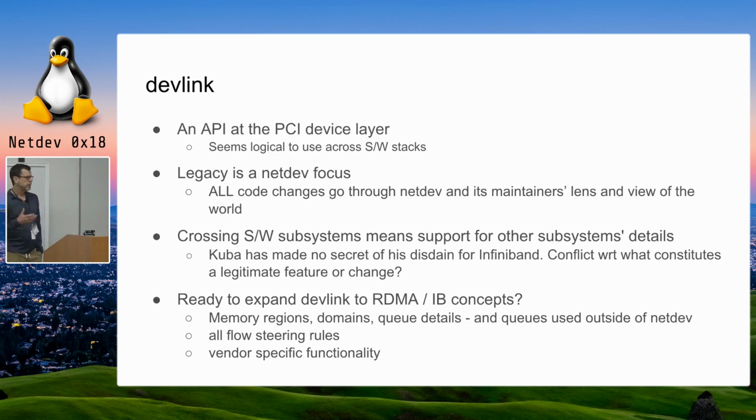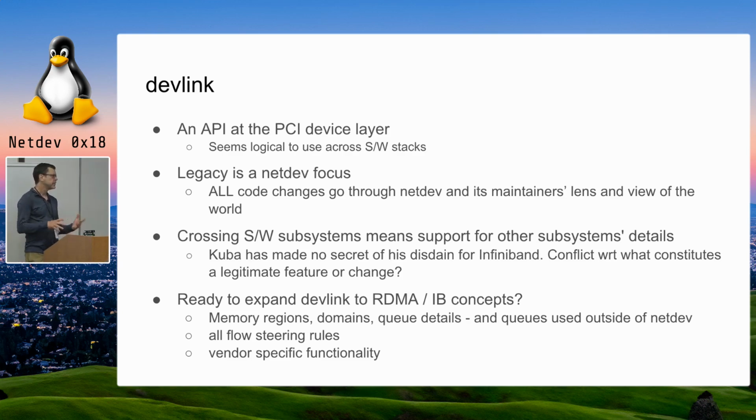So Kuba, for example, and I wish he was here because I really wanted this to be a conversation. I wanted him to be able to participate in this. Kuba has made no secret of his disdain for InfiniBand. So does that mean we have a conflict with respect to what constitutes a legitimate feature or change, right? And the next question is, are we ready to expand DevLink with RDMA and IB concepts?